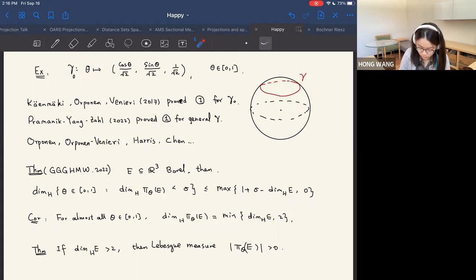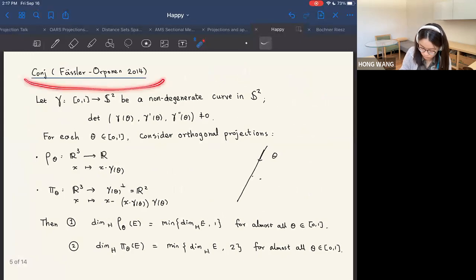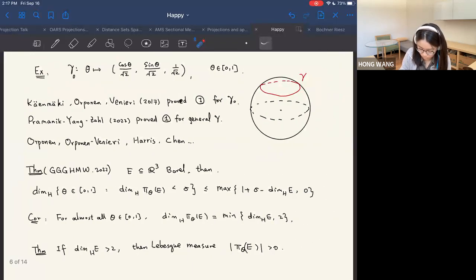And then very recently, Pramanik, Yang, and Zhao proved the first part of the conjecture for general C2 non-degenerate curves. For the second part, other works related to this conjecture include some results by Orponen, Venieri, Harris, and Chen. So the result that I'm going to present today is about the second part of their conjecture. Let E be a Borel subset in R3.